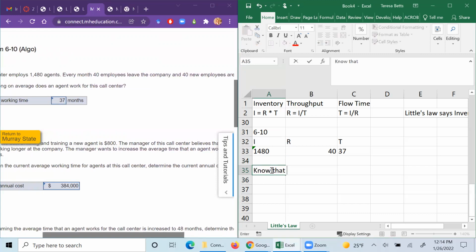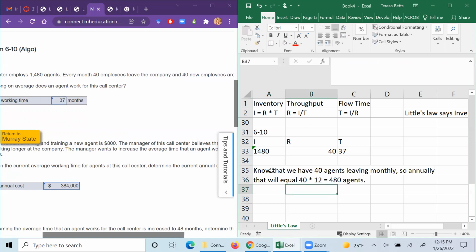40 agents leaving monthly. So annually, that will equal 40 times 12, which is 480 agents, right? And we know that those agents are 480 times $800, right, for training. And so that cost is going to be the $384,000. Okay, so that's how we get to this one.